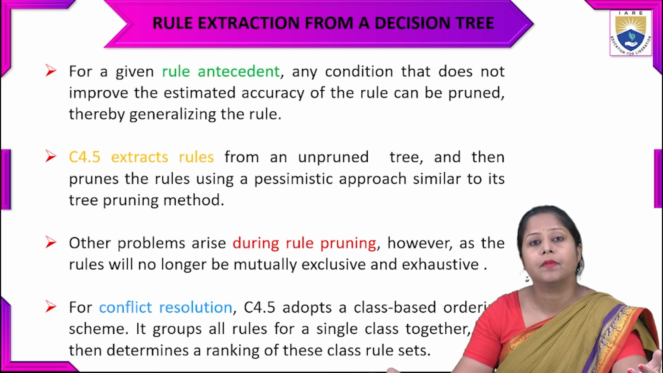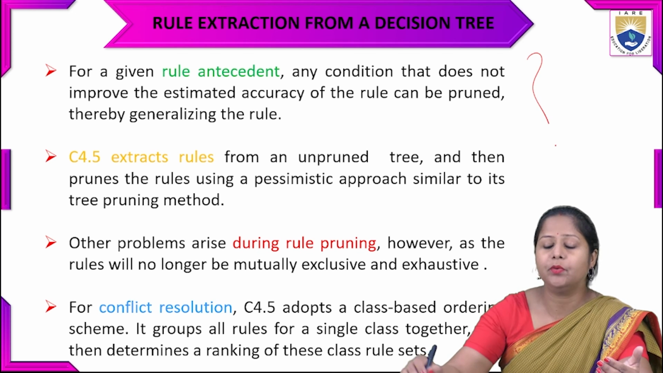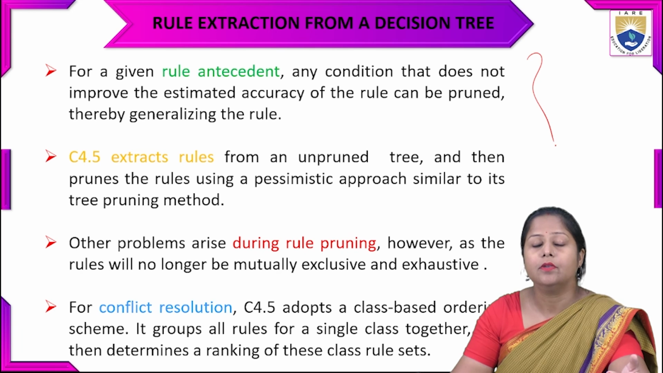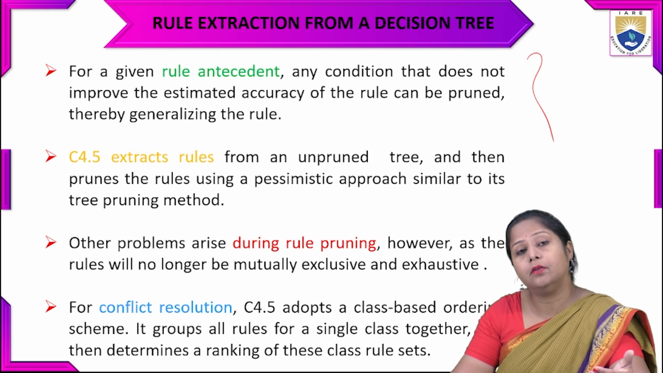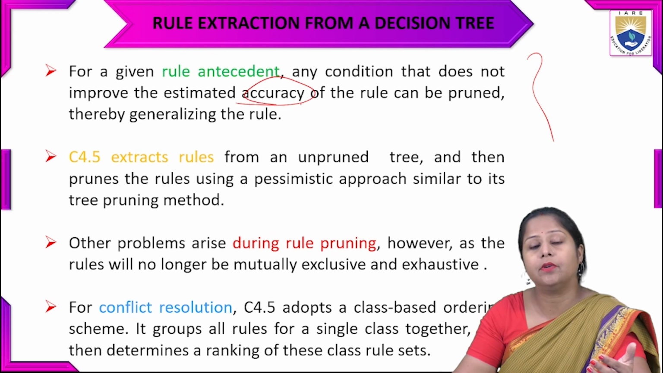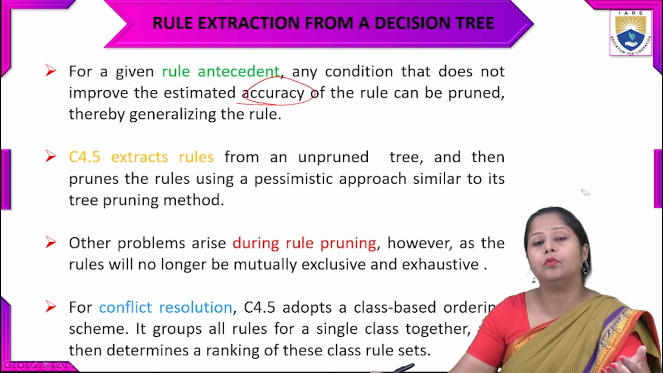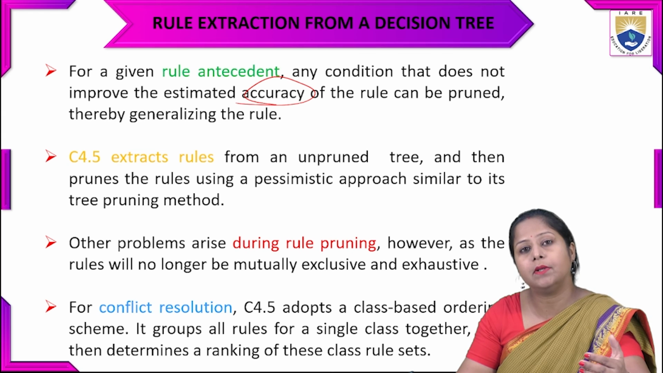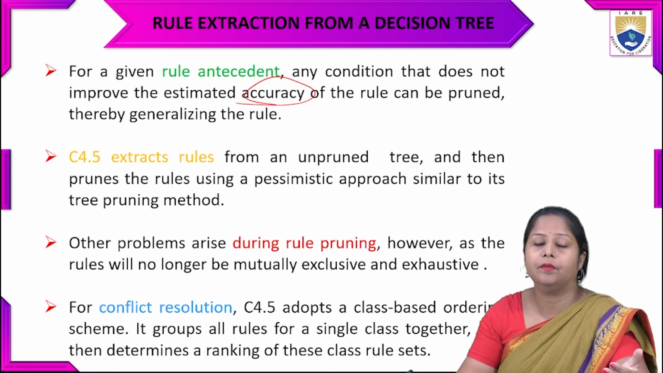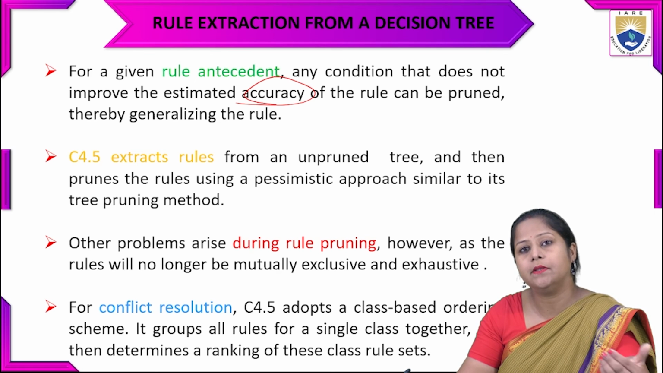For a given rule antecedent, any condition that does not improve the estimated accuracy can be pruned. For the rule ordering, we are going to take the accuracy. So on the basis of the accuracy of the rules, we can remove that particular branch. Therefore we can generalize that particular rule.